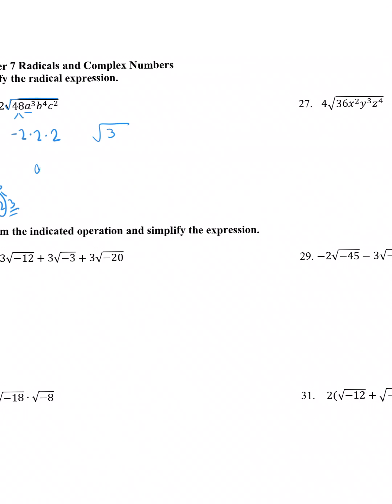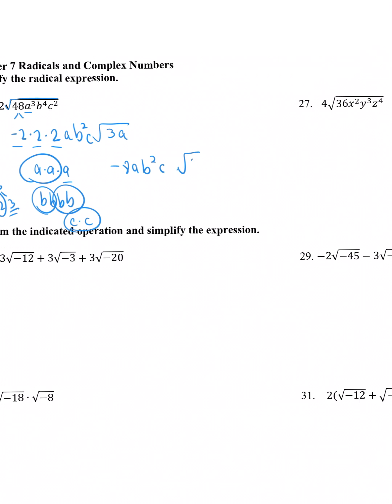And then with the A's, I have 3 A's. One takes 1 to the outside, that one stays. B's, I have 4 B's, so I have 2 groups of 2's, so B squared. And C, I have C and C, so that's 1. There aren't any B's or C's left inside. So negative 2 times 2 times 2, I have a negative 8 AB squared C times the square root of 3A.